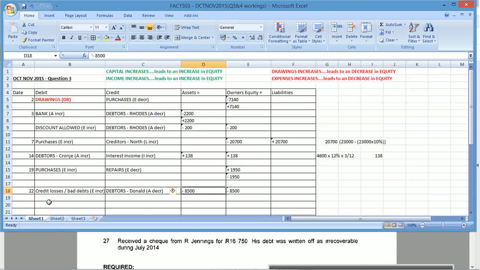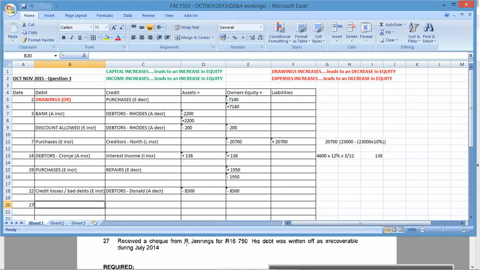So let's look at that one. 27. Received a check from R. His debt was written off as irrecoverable during July. Do you reinstate a debt that you wrote off? No, you can't. Debtors only get created when they buy from you on credit. You can't create a debtor if no one exists. The only time you'll have a debtor is if someone buys from your business.